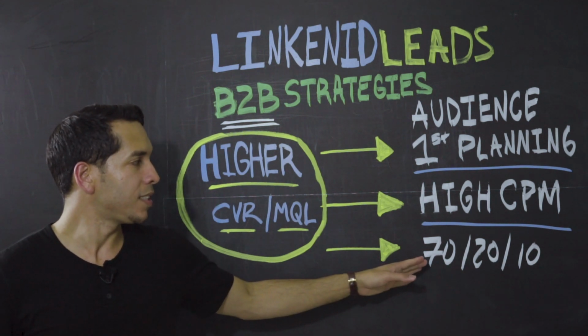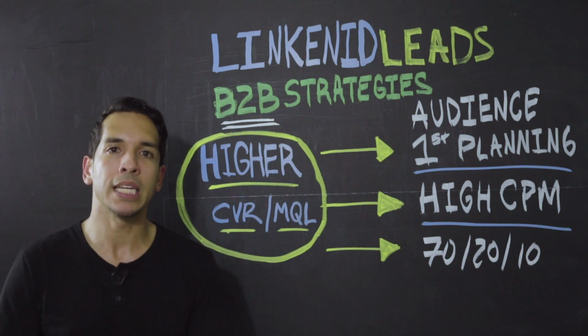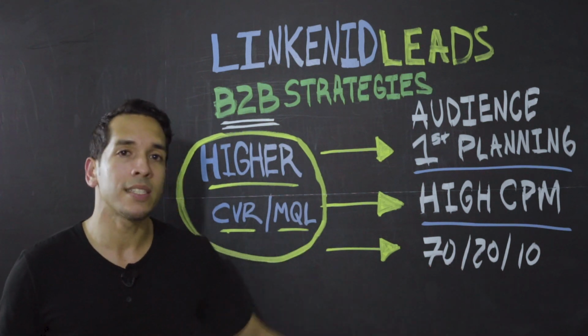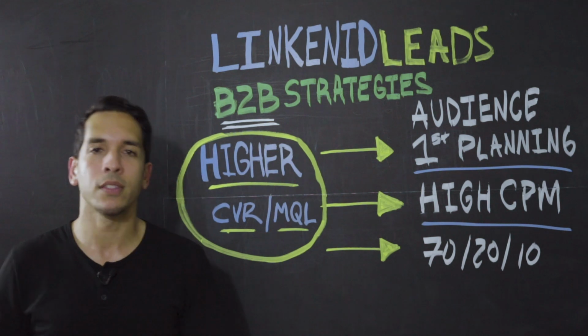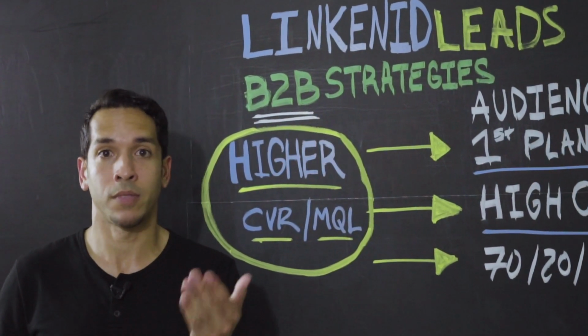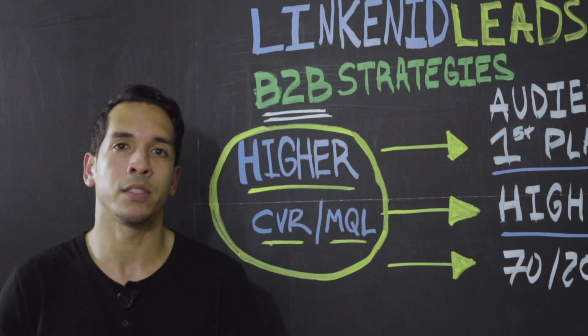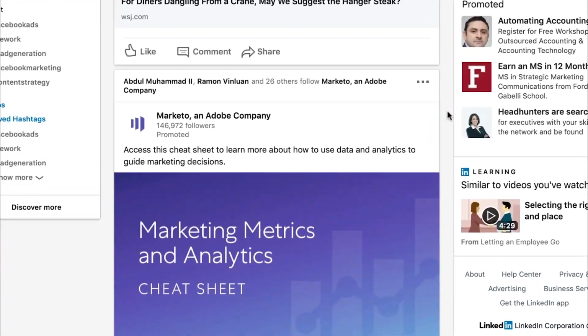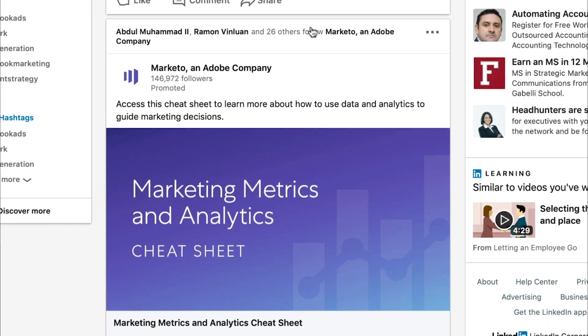I would put 70% of your investment in the beginning into text ads and into sponsored content. And I would slowly test into video formats, carousel formats as well for lower funnel, for conversion, which they actually are now releasing the ability to optimize for conversions, and for in-mail ad units as well. These are some really good strategies that you can start at the beginning of running your ad campaigns.